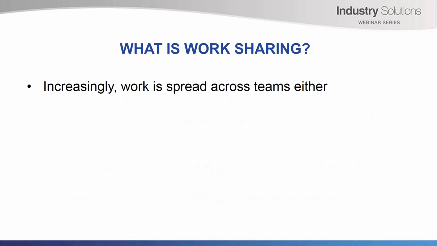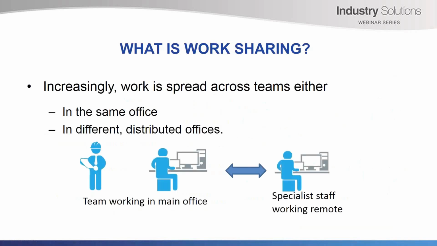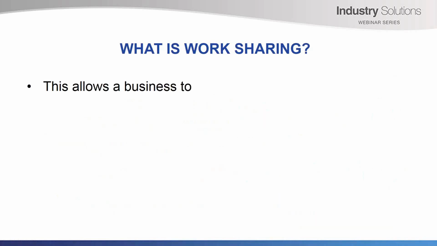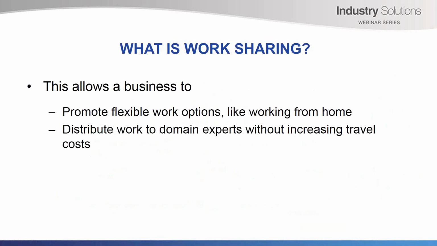Increasingly these days, work is spread across teams that are either in the same office, so perhaps different departments in one office or on different levels, or in different distributed offices. So for example, you might have a team working in your main office and then specialist staff working out at a remote site. And this allows a business to do things like promote flexible work options like working from home. And increasingly, telecommuting to work is a necessary option either some of the time or in some cases all of the time. It allows a business to distribute work to domain experts without increasing travel costs.